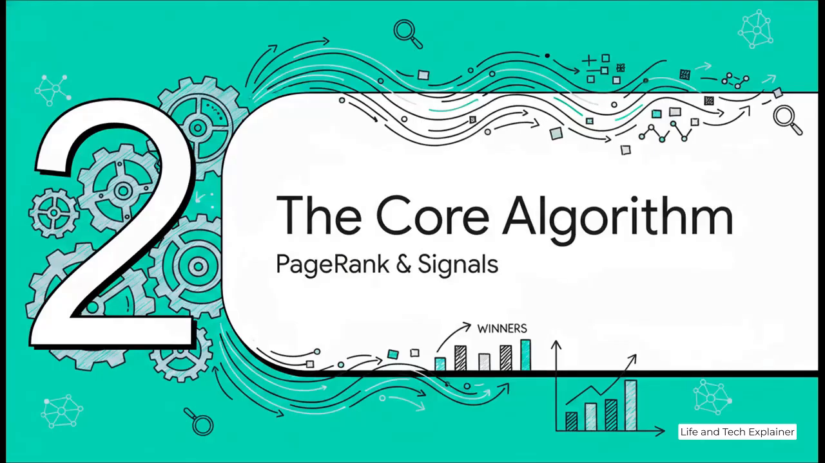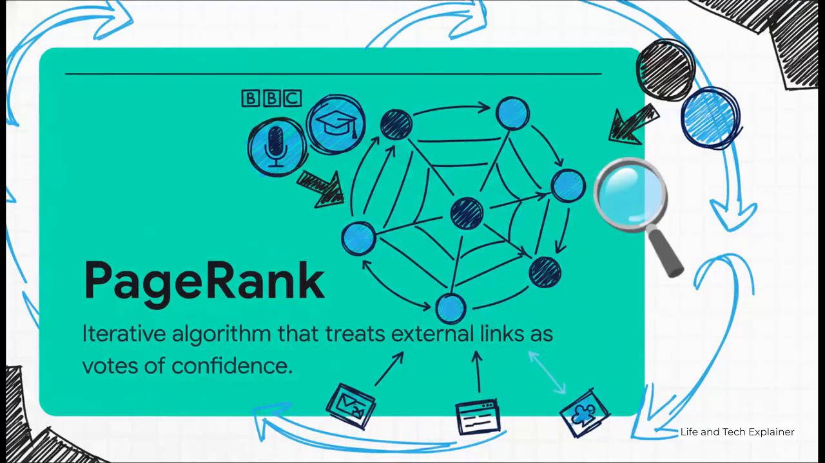Section 2. The core algorithm, PageRank and signals. Now, what's really interesting about this slide is how Google shifts focus from just holding a database to the actual mathematical mechanics of choosing a winner. It has to sort everything. This brings us to PageRank, the foundational breakthrough algorithm created by Google co-founder Larry Page way back in 1998. PageRank was a total game changer because it didn't just look at the words on a page, it looked at the relationships between pages. It essentially treats external links as votes of confidence.